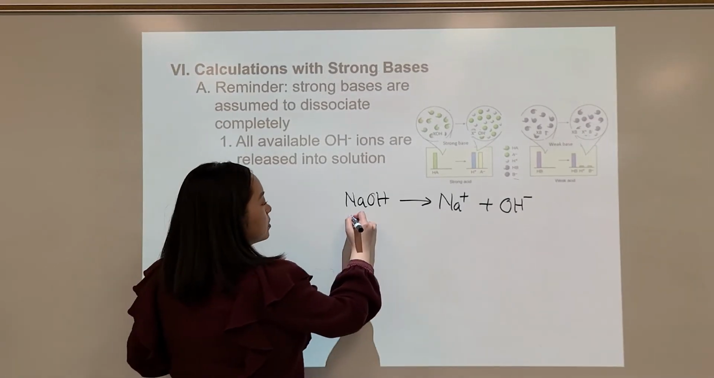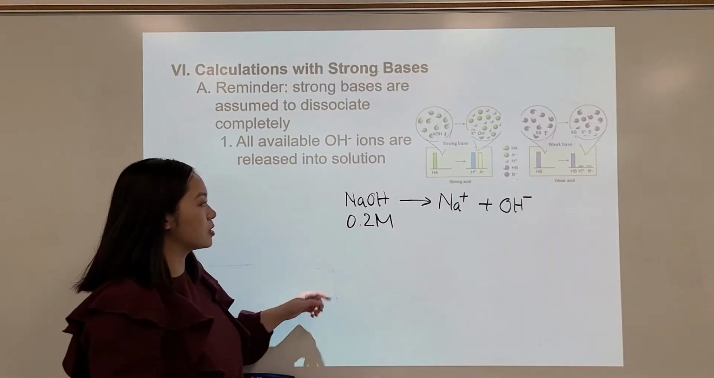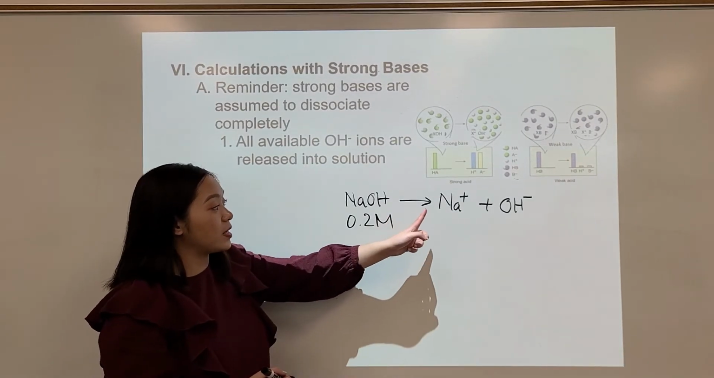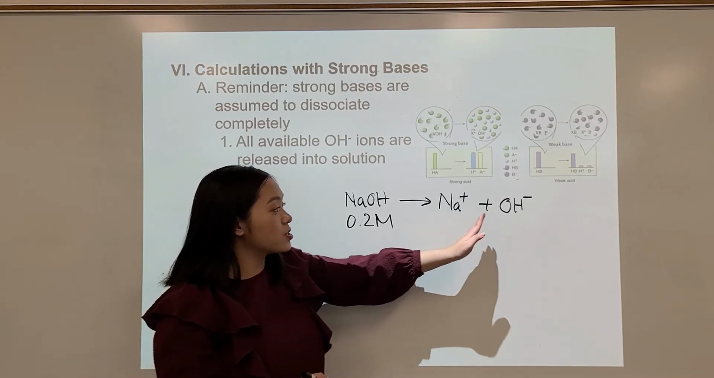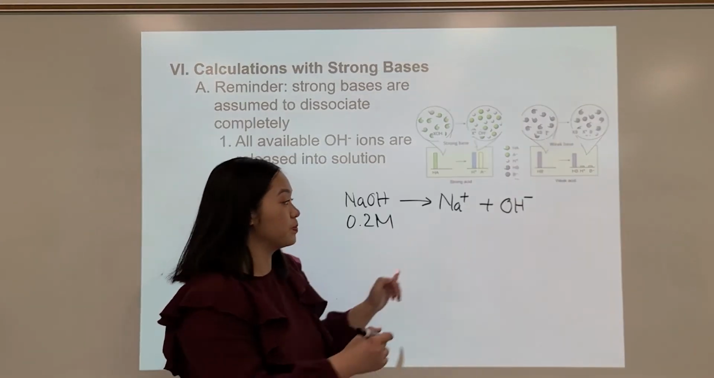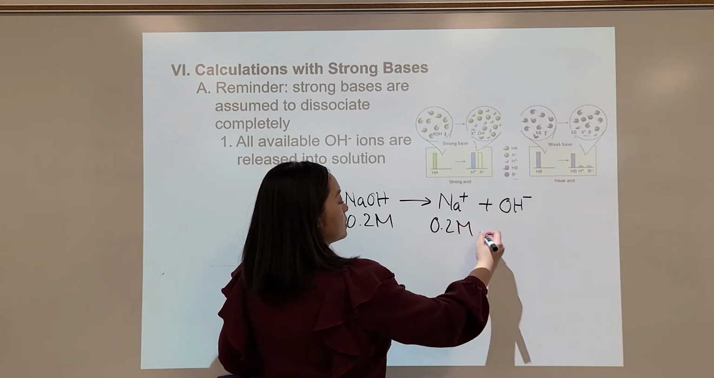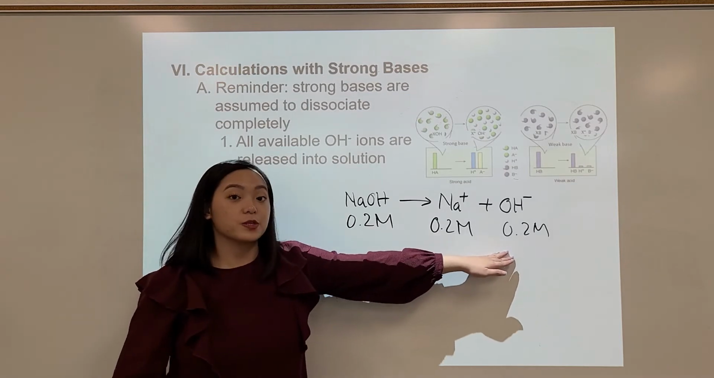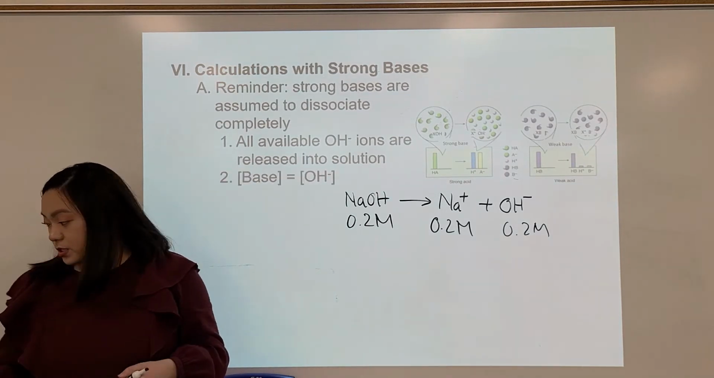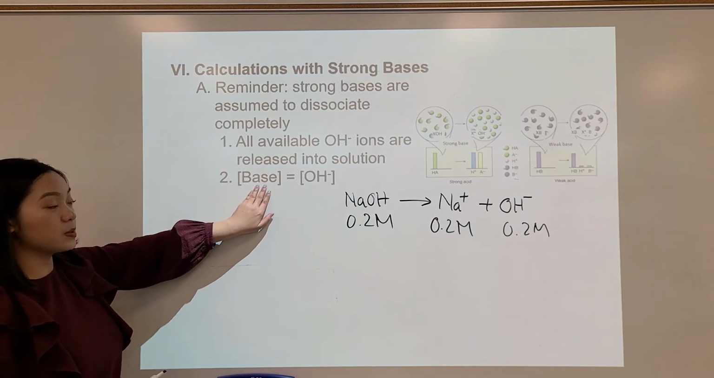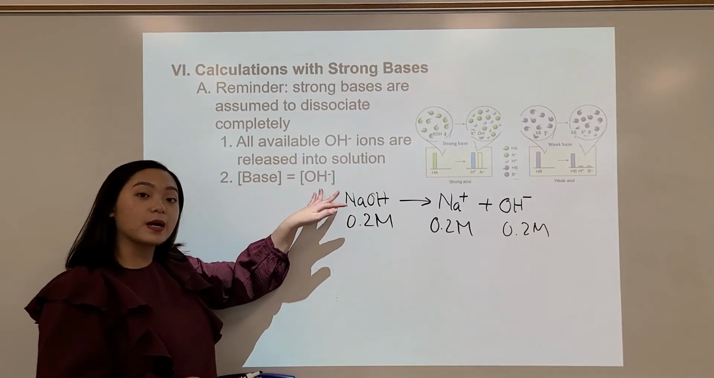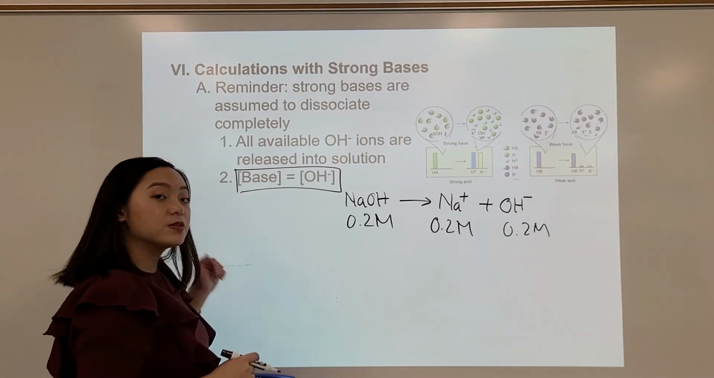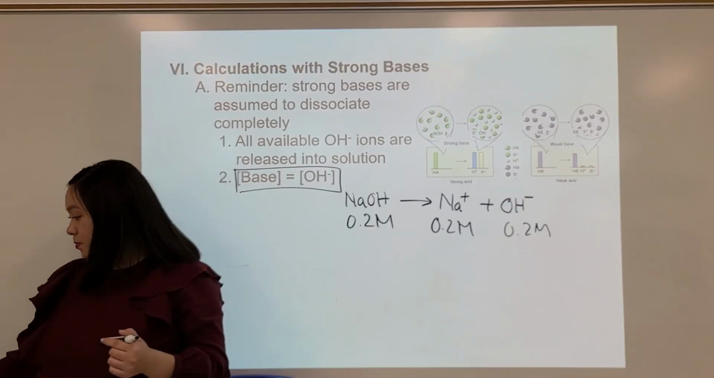Same thing as well with the strong acid for strong base. If you start out with a 0.2 molar solution of sodium hydroxide, after it dissociates in water, you will find that the concentration of each of its ions is 0.2. So the same as the original strong base. 0.2, 0.2. So we came up with this conclusion: the concentration of the base is equal to the concentration of the hydroxide ion.